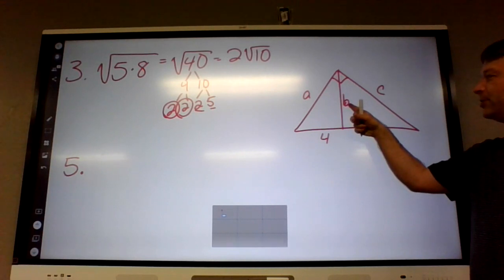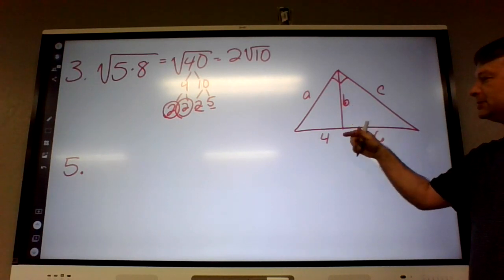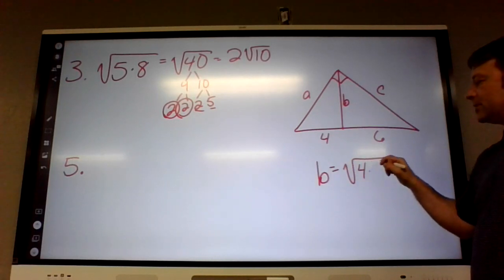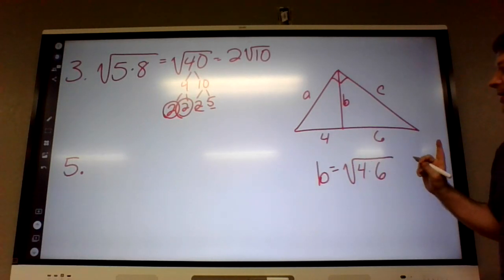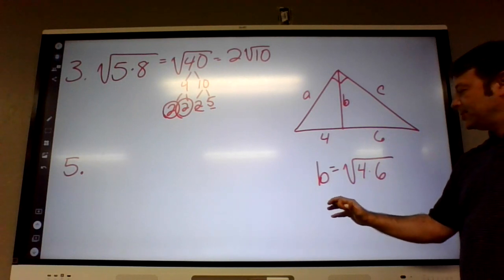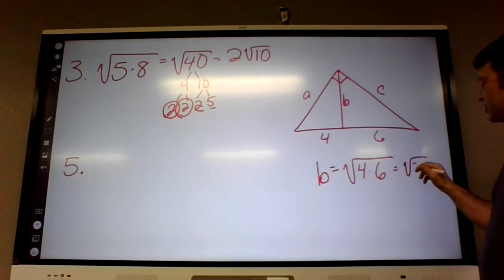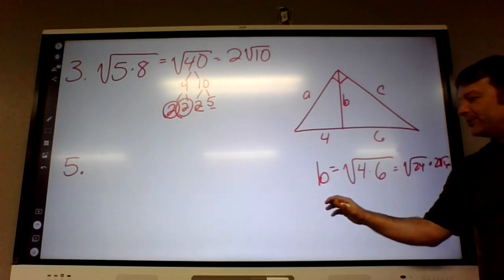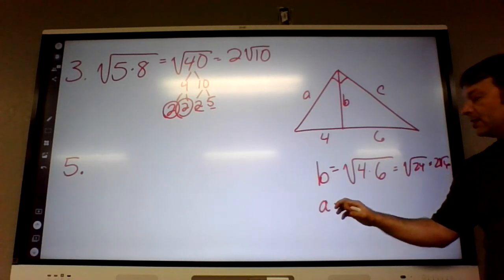So do you guys remember earlier I said how we could find B? Yeah. The square root of 4 times 6. Okay, now I didn't talk about A and C, that's where I screwed up. So this would be square root of 24, it'd be like 2 square root of 6. What I did not talk about was A and C.